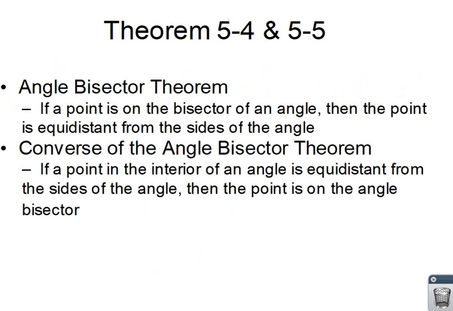Alright, angle bisector theorem. If a point is on the bisector of an angle, then the point is equidistant from the sides of the angle. And it has to be a perpendicular distance. You can't have an angled distance from that point to the angle. It has to be a perpendicular distance. And then the converse of the angle bisector theorem would just be if there's a point inside the angle and it's equidistant from the sides of the angle, then that point is on the angle bisector.